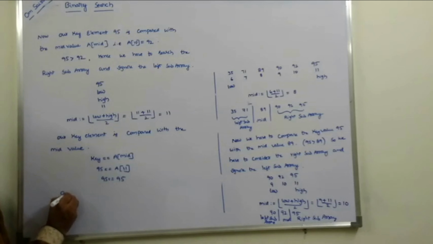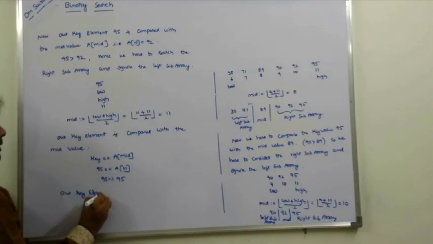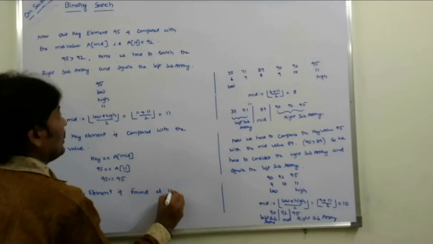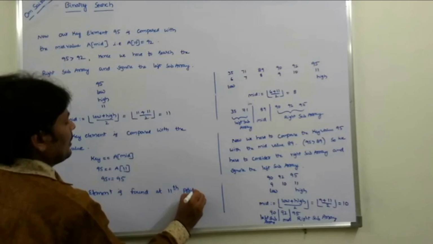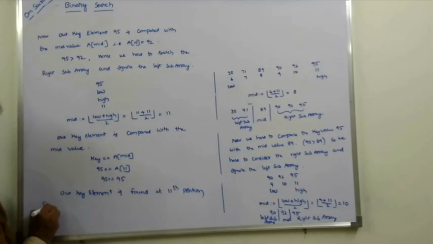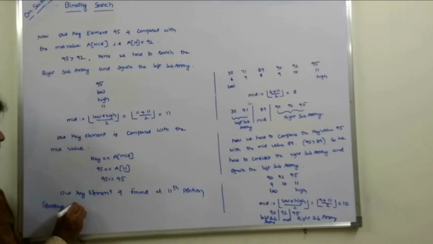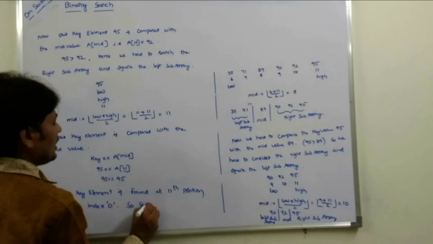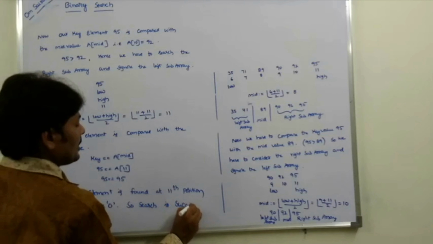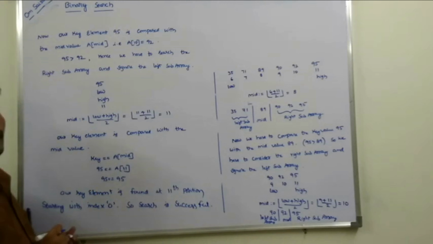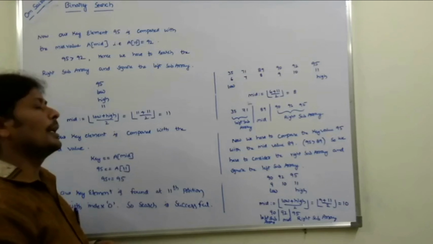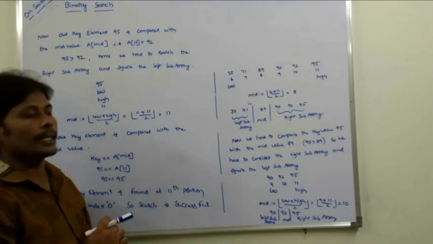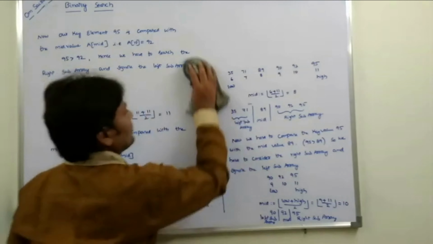So our key element is found at the 11th position, starting with index 0. So the search is successful. Okay. Now our key element 95 is found in the list at the 11th position, starting with index 0. So our key element is found in the given list, then we can say that the search is successful.